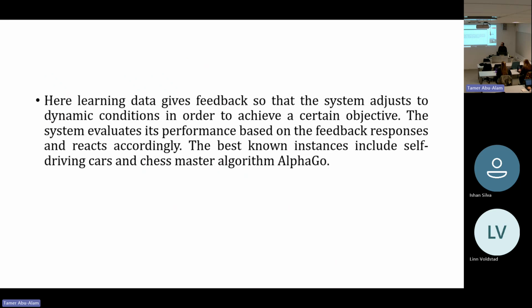So in this reinforcement training, the learning data gives feedback so that the system adjusts to dynamic conditions. So actually the data is generated by the system. In order to achieve a certain objective, the system evaluates its performance based on feedback response and reacts accordingly. The best known are the self-driving car, for example, and the chess master algorithm, AlphaGo. So actually AlphaGo was the first algorithm to use this reinforcement training.